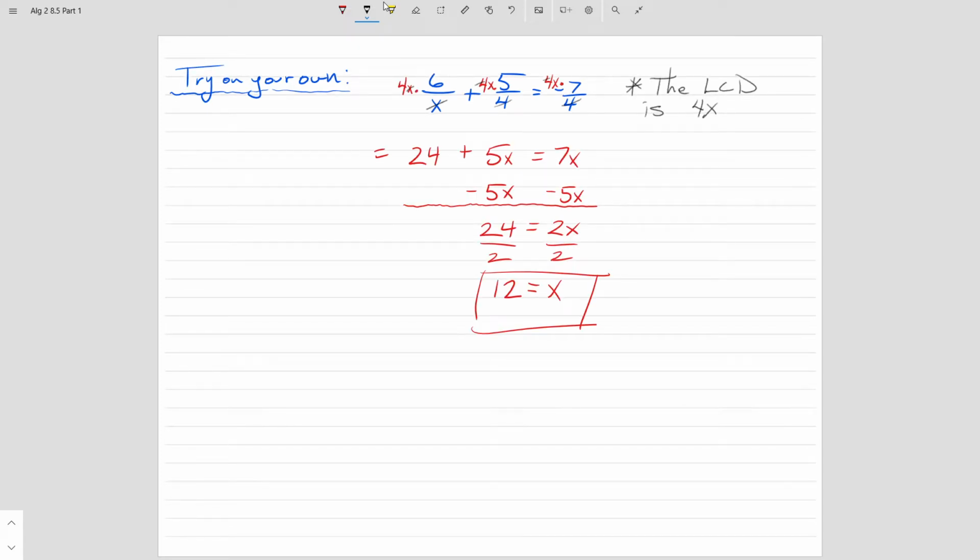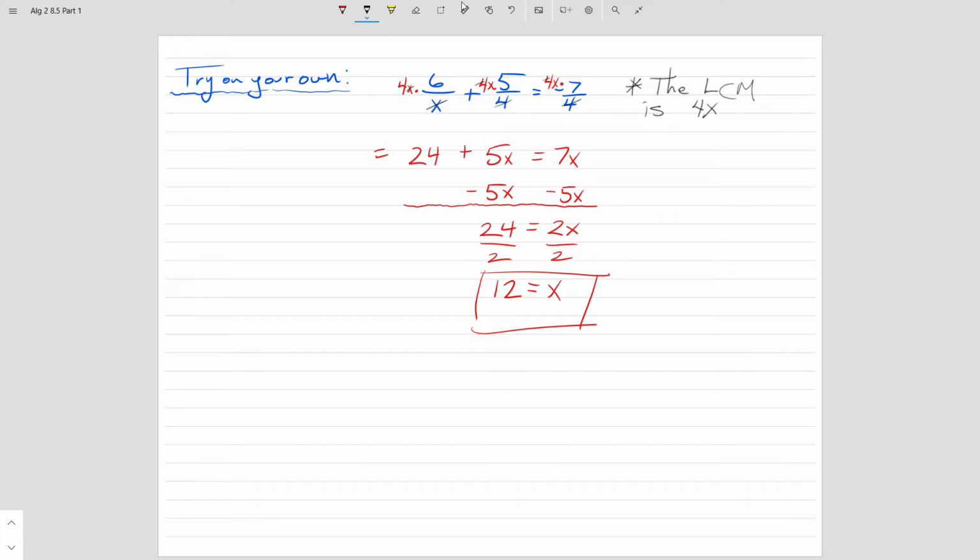Okay, now that you're done, you should have gotten a least common multiple of 4x. And when I multiplied everything by 4x, every single fraction and denominator canceled off. And you were left with an equation.